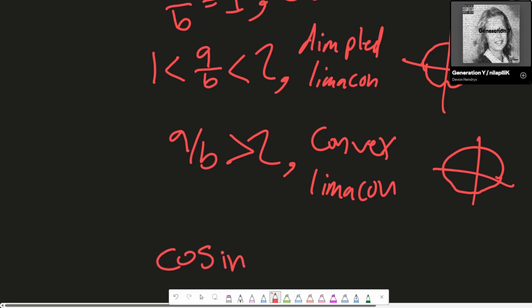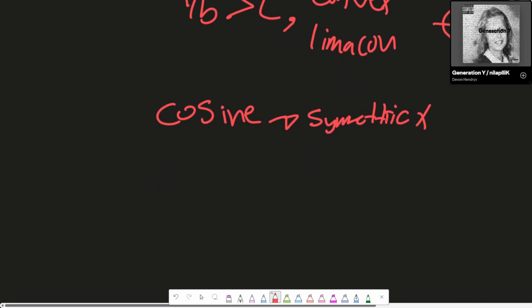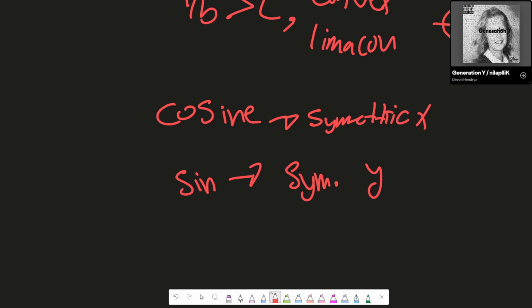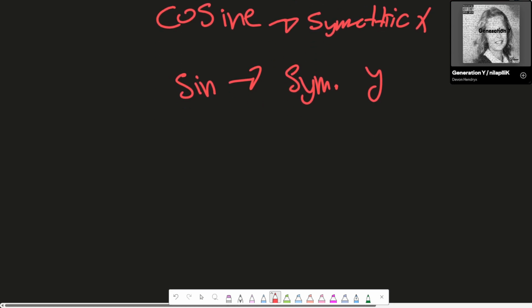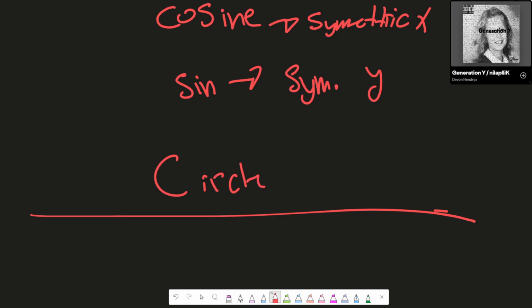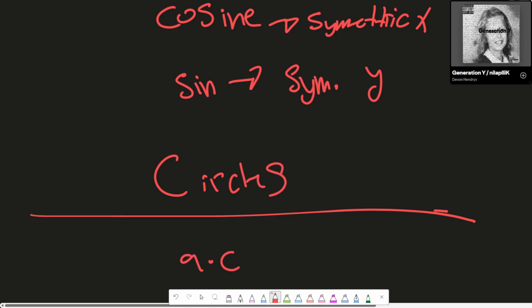Cosine is symmetric over the x because it's even. Sine is symmetric over the y because it's odd. For circles, I don't think you're going to be seeing lots of circles. Circles are simply just a times cosine or sine of theta.